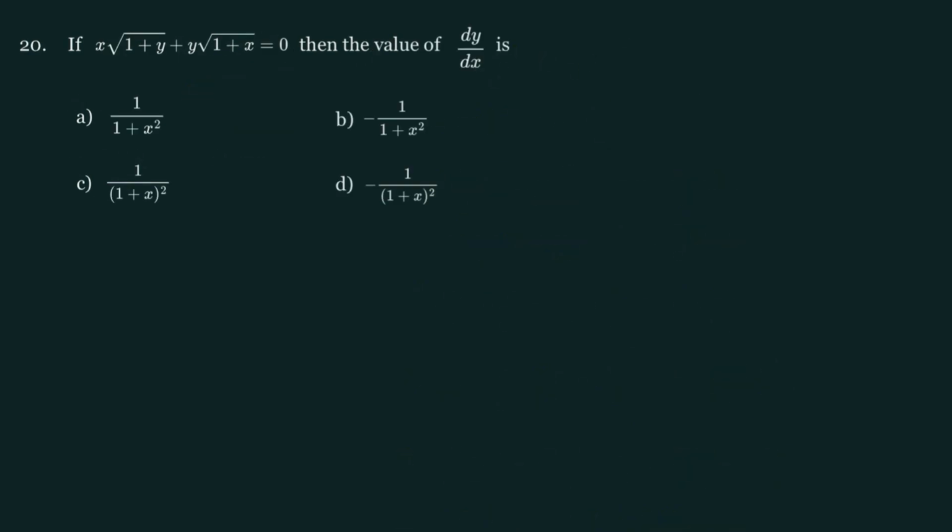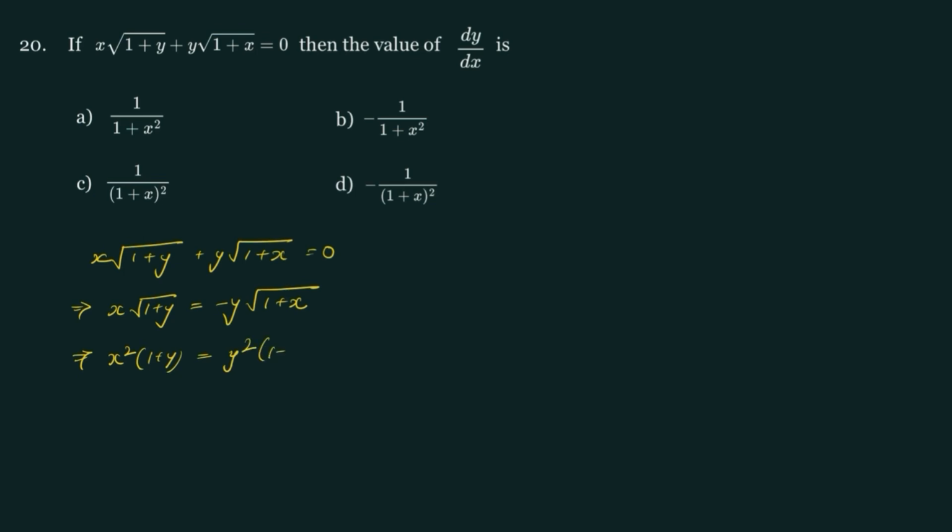Question number 20. Again here we have to find the value of dy over dx. So let me write the given equation. So this implies x into 1 plus y. Let me take this term on the other side, then it will be minus y root over 1 plus x. Now in order to get rid of square root, let me square both sides, then we will get x square into 1 plus y equals to y square into 1 plus x. Let's multiply, then we will have x square plus xy equals to y square plus xy square.